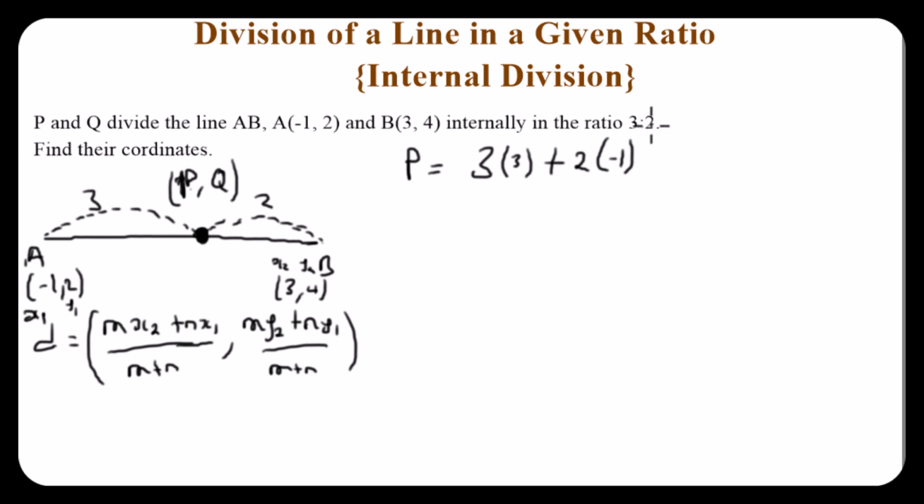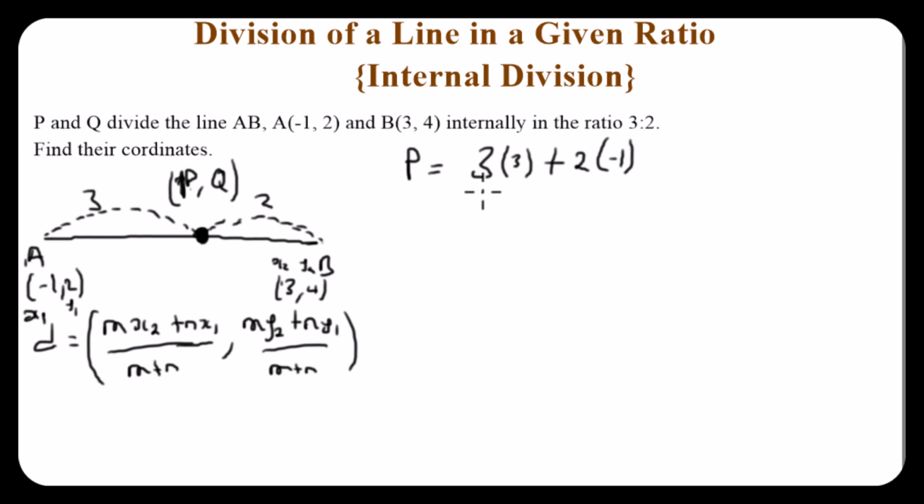Remember, the formula said the first ratio multiplied by x2, then plus the second ratio multiplied by the first x value. That's what we've written here. So 3 is the first ratio, which is this 3. Then the x2 is 3. So that's why it is 3 multiplied by 3. Plus n, the second ratio, which is 2, then multiplied by negative 1. Which is what we've done here.